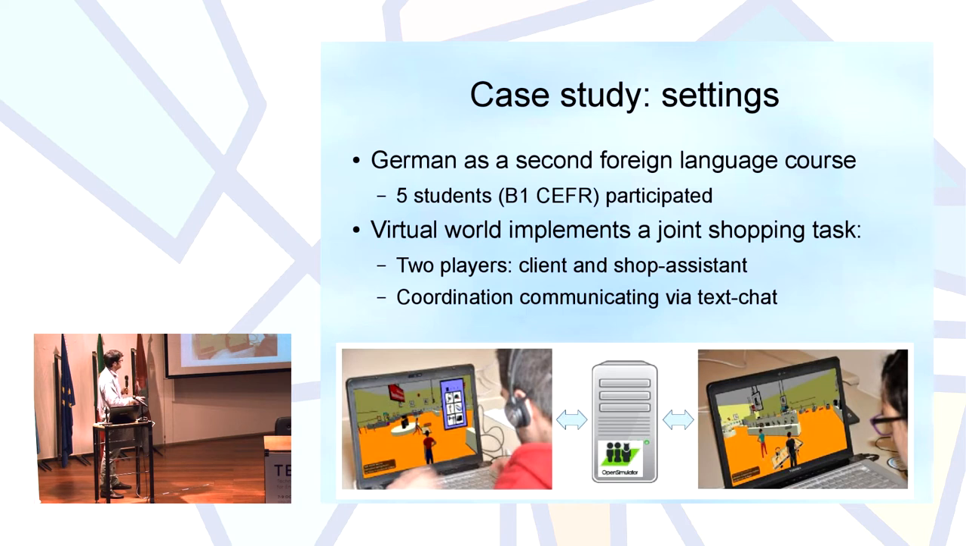There are two players. One is the shop assistant. No, this is the shop assistant because he has the list of things that he has to buy. And this is the customer, sorry, and this is the shop assistant. And they have to communicate using a text chat to keep all information easily stored to be analyzed.